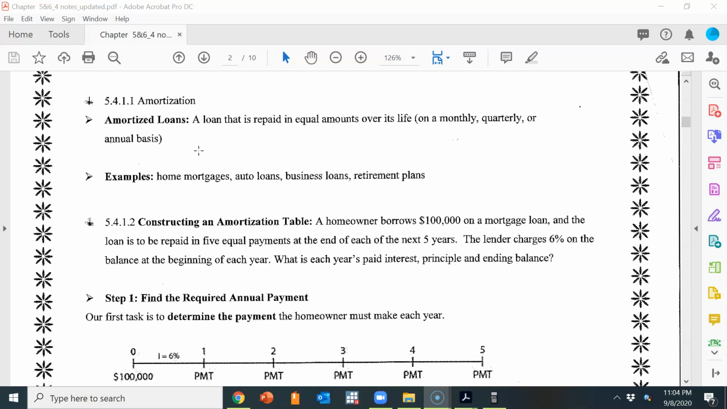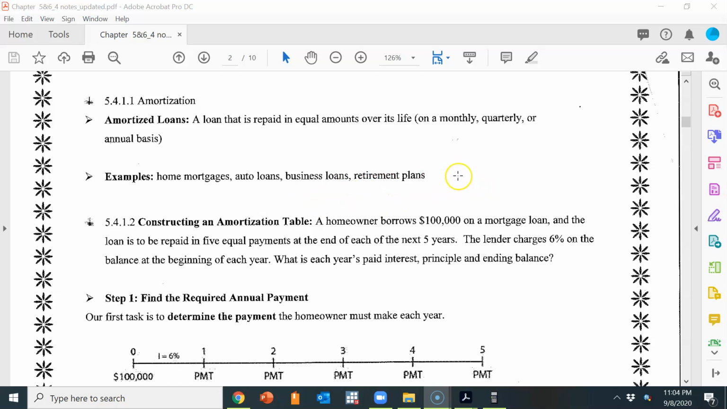For example, if you're borrowing 100,000 today and you plan to pay it back over 5 years, and each year you're going to pay the same amount, using an ordinary annuity to pay back this loan, then we can say it's an amortized loan. This is very usual in our daily life. Probably you have a home mortgage, auto loan, business loan, or retirement plan. These are usually amortized loans. You are usually paying the same amount of money each year or each quarter so that you can pay back the total amount.